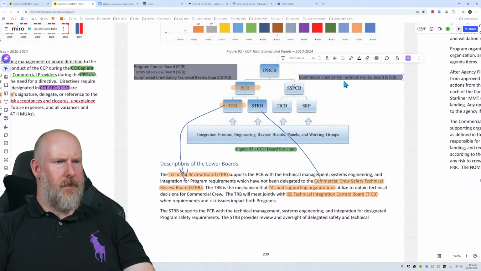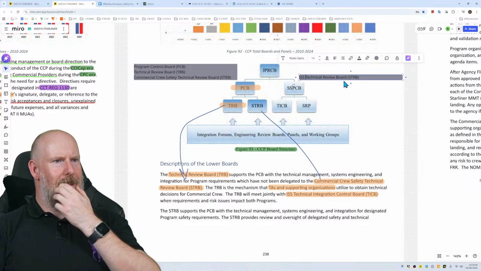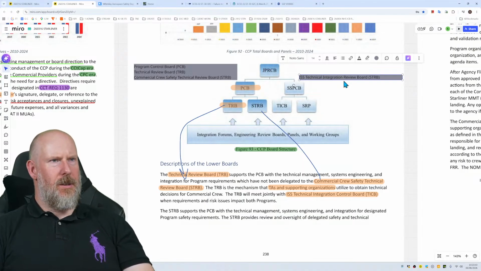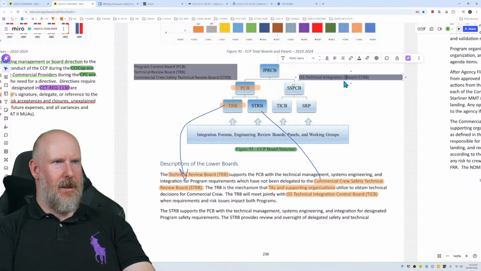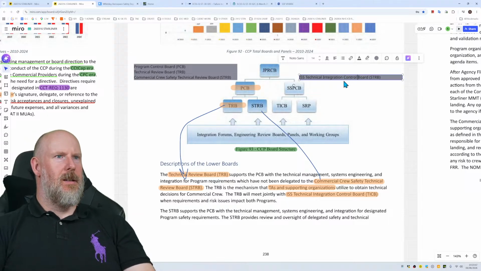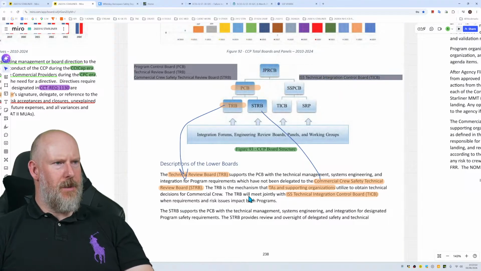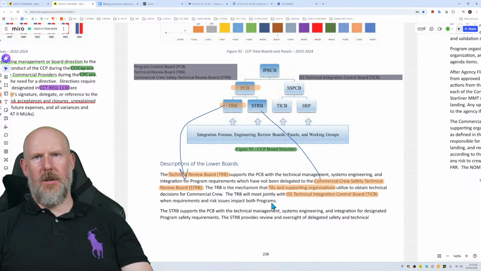Interesting. So the ISS Technical Integration Control Board. Oh, God. TICB. Right. When requirements and risks impact both programs.